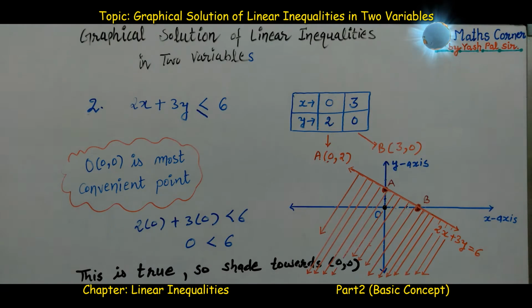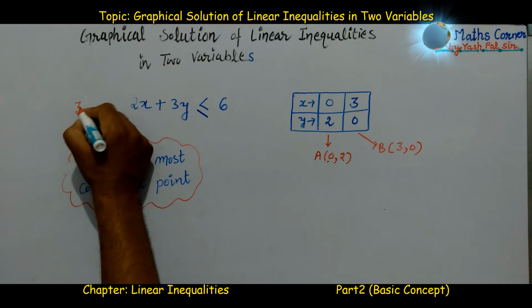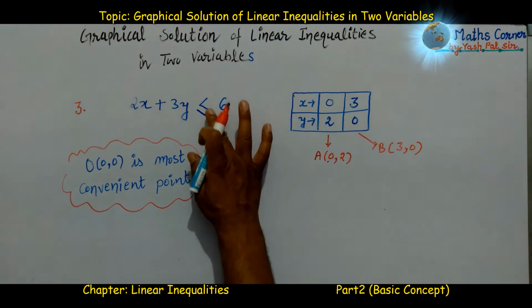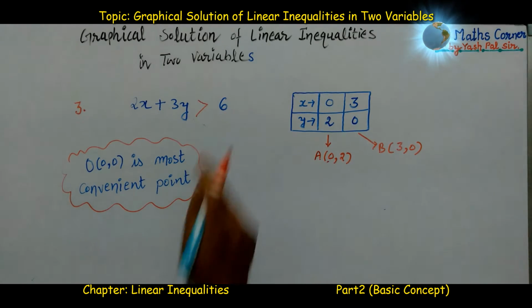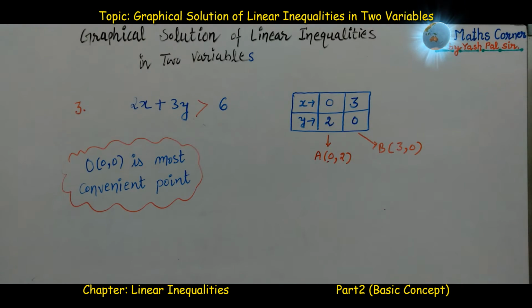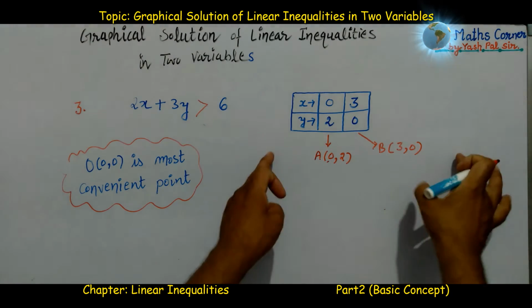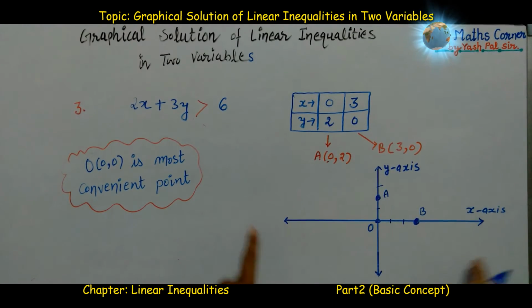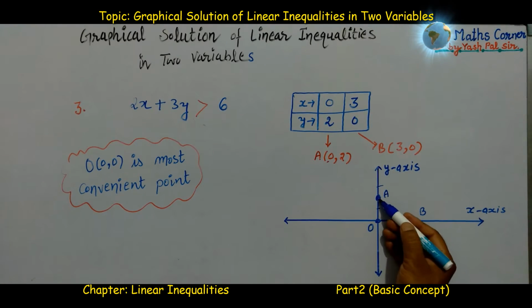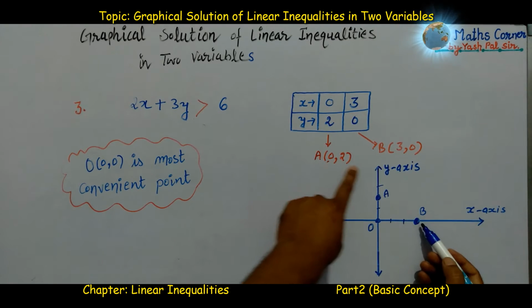Okay, now the third example. Here again in third example, only change what we are going to do here, greater than 6. Okay, now how to solve the inequality? First of all, again in the coordinate plane we have point A and point B. A point having the coordinates 0, 2, B 3, 0.